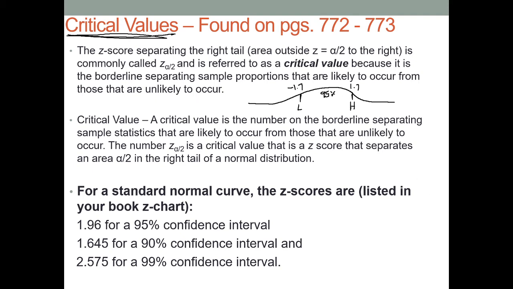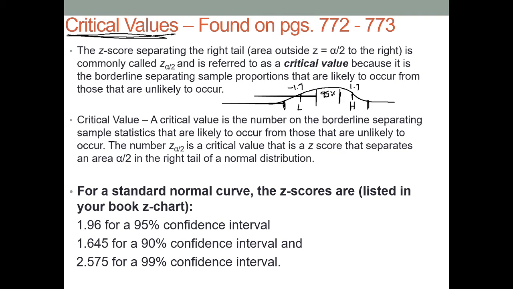Now, again, the z-score you pick depends on how wide you want your confidence interval. If you want a 99% confidence interval, then your lowest and highest numbers are going to be way far out here because you want to guess 99% of the numbers. Whereas if you want a 90% confidence interval, then your z-scores are going to be somewhere in the middle because you're willing to accept a smaller range of guesses there.